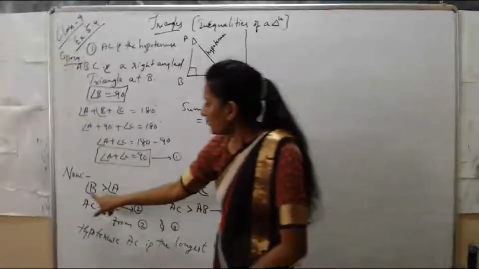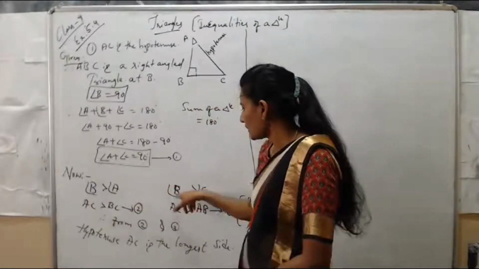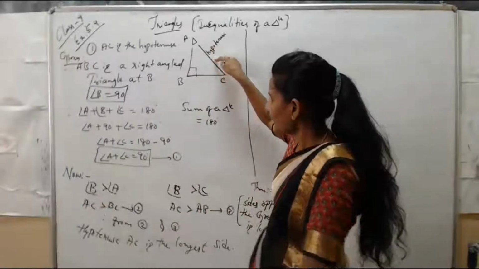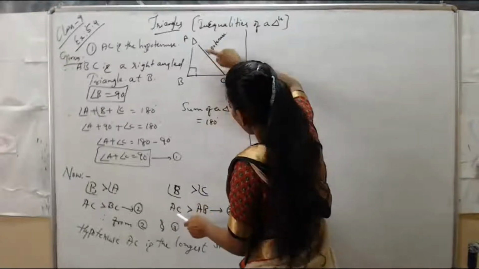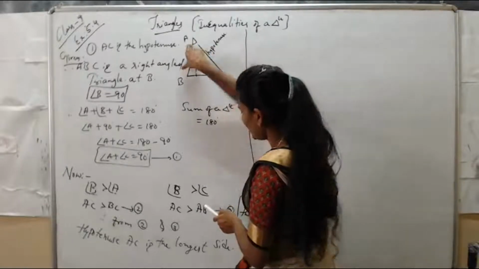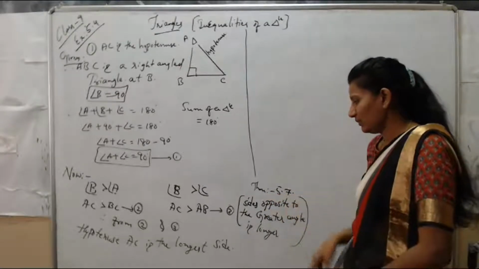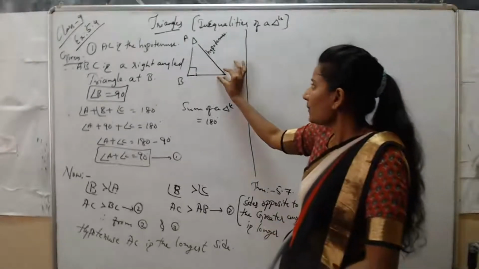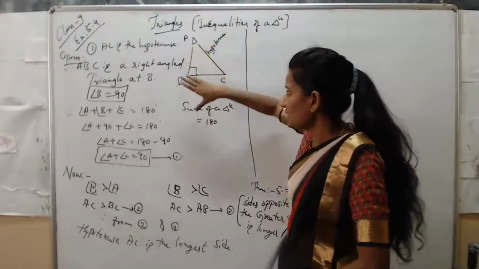Okay. Next, we have to write the sides opposite to these angles. B's opposite side is AC. A's opposite side is BC. C's opposite side is AB. From 5.7, the side opposite to the greater angle is longer. Means opposite to C is AB, opposite to B is AC, and opposite to A is BC.